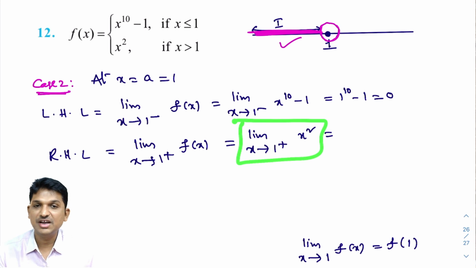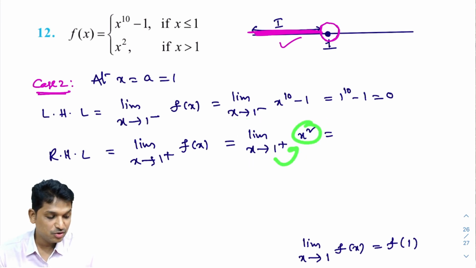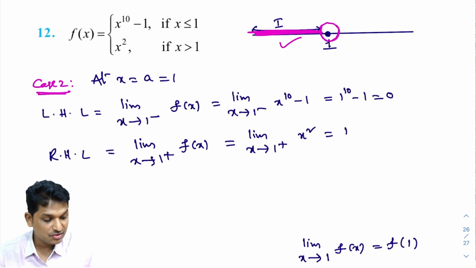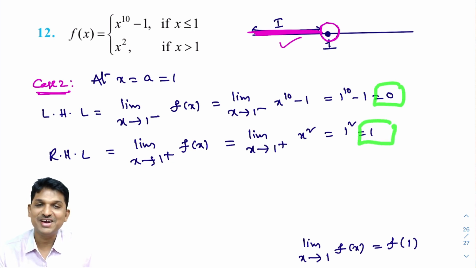In the limits chapter, for any problem, first we try the direct method. So wherever x is there, you write 1. So what will you get? This is 1 square, and 1 square equals 1. Oh my god, the left hand limit is not equal to the right hand limit.